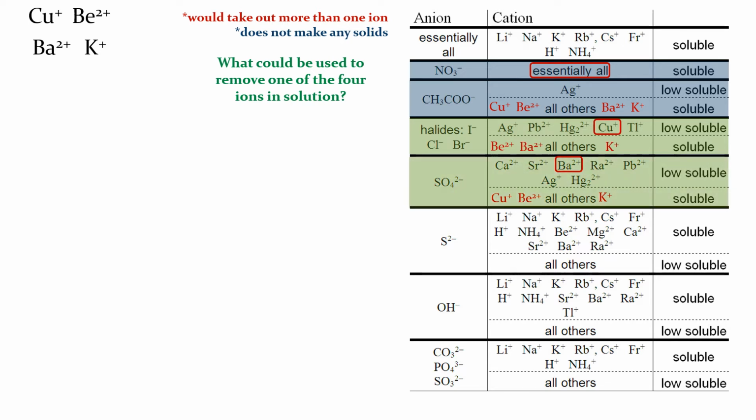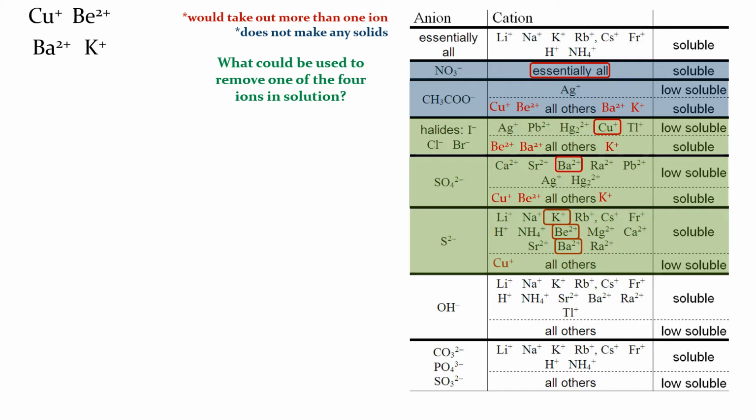Now if we look at sulfide, well, sulfide, copper 1 ion is in the all others category. Beryllium is in the soluble category, so is barium, and so is potassium. So we could use sulfide because it does form one solid, a solid with copper 1 ion.